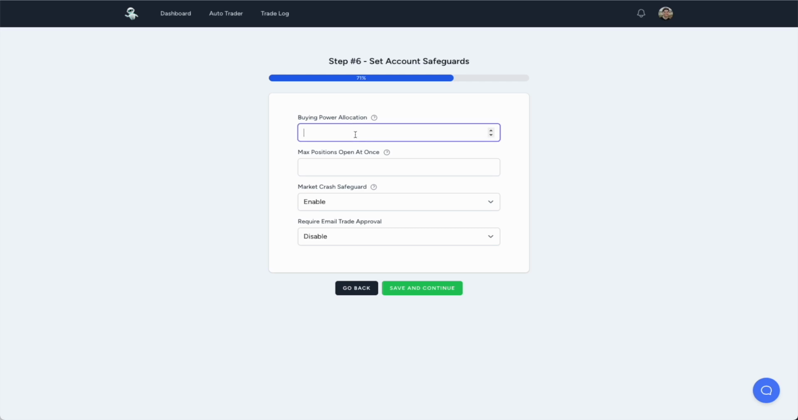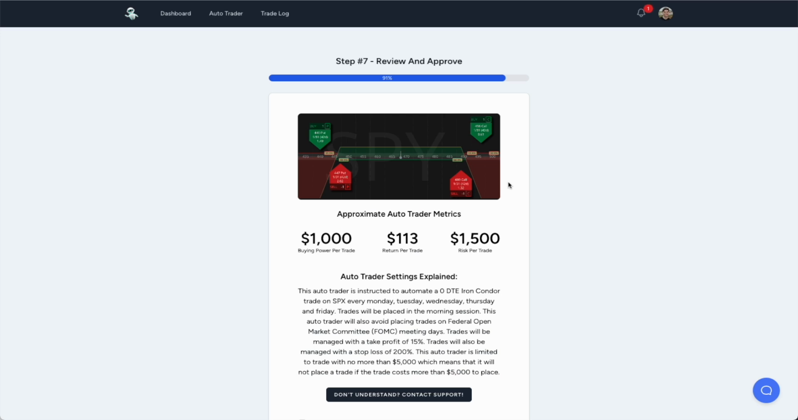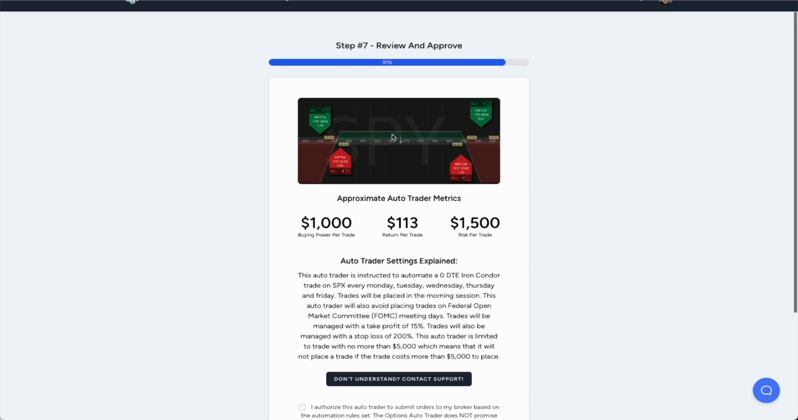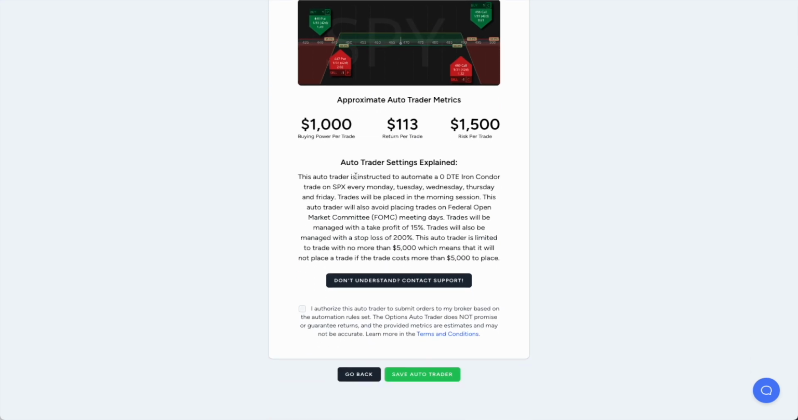I just set up how much money I want to trade with. Let's say 5,000. Save and continue. Just like that, I've created a zero DTE strategy. Now, for those of you like, okay, cool, but what does it do? Well, again, this explains in plain English what the auto trader does. This auto trader is instructed to automate a zero DTE iron condor on SPX every Monday, Tuesday, Wednesday, Thursday, and Friday. Trades will be placed in the morning.